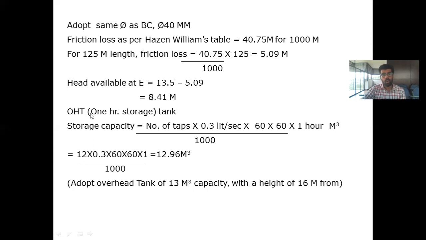Now we need to find out the overhead tank capacity. Found out the available head.